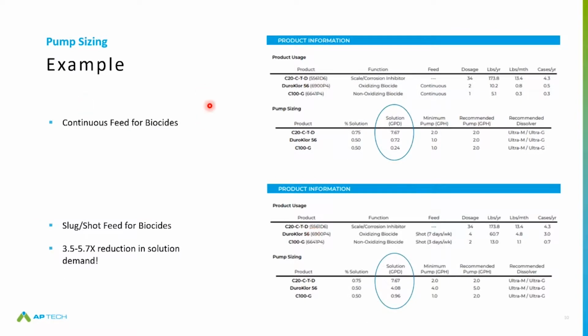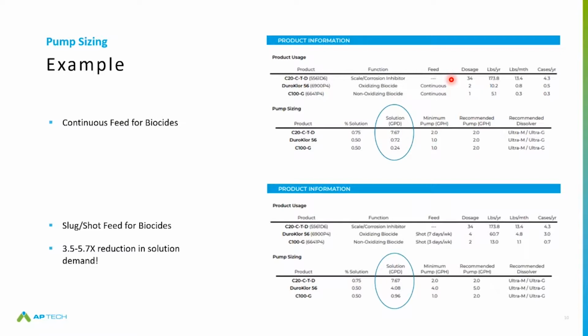So in this example, we have 2 different types of feed strategies. The top one is going to be a continuous feed, and the bottom one is going to be a shot feed. So we're going to show you the kind of differences here. In the continuous feed, here we punched in our dosage rates. So at the LSI of the system, our scale corrosion inhibitor is specifying 34 parts per million as product to be injected into the system.